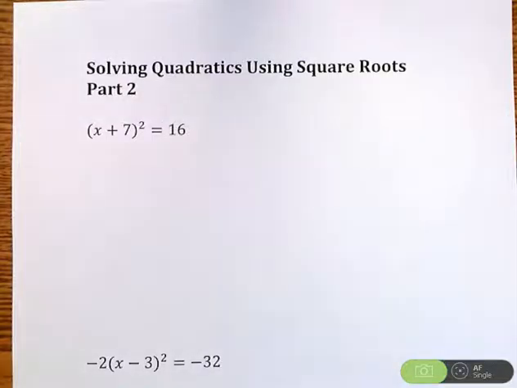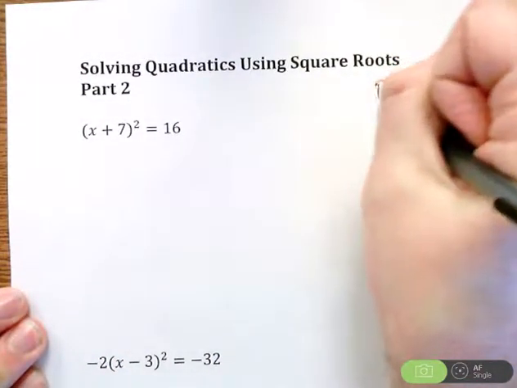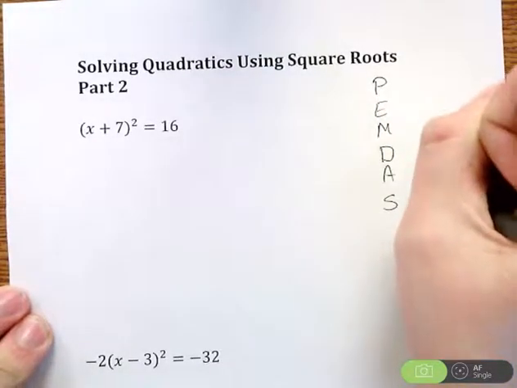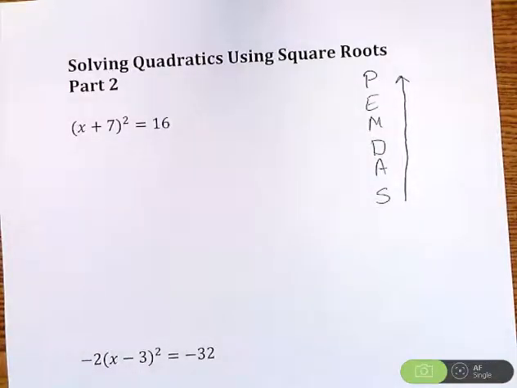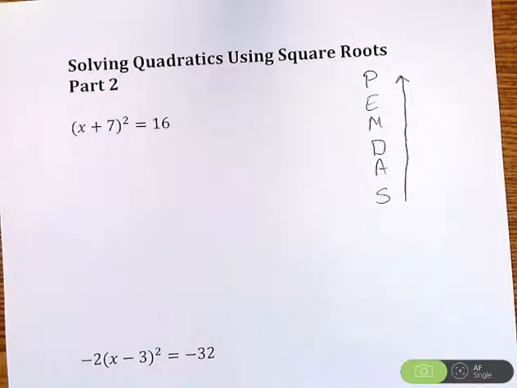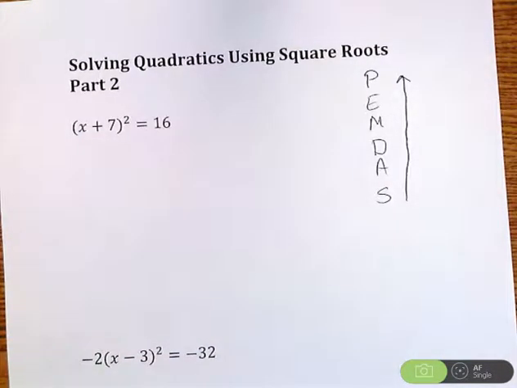So we are still solving quadratics, but you're going to notice we're going to see it in a little bit different style. Even though that style is different, we still want to work the order of operations backwards in order to try and get x by itself. So in our first problem, I have (x + 7)² = 16, still with the goal of trying to get x by itself.